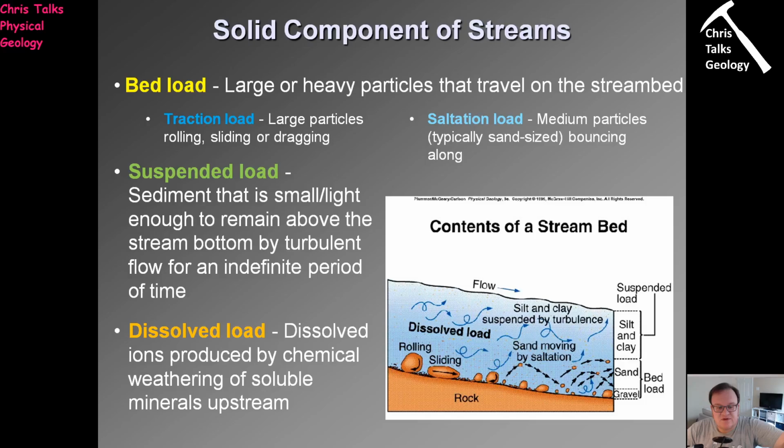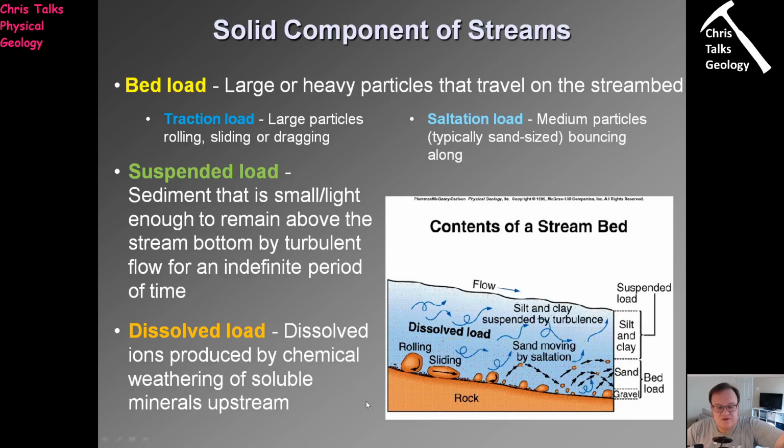Next is the suspended load, and this is typically clay and silt sized clasts. They are so light that they can be suspended in the water. As long as the water is moving, the clasts will be suspended in that water. Essentially that's why water in rivers like the Mississippi looks so murky. It has that kind of brownish grey colour to it, doesn't it? And that's all those clay and silt-sized particles suspended in the water.